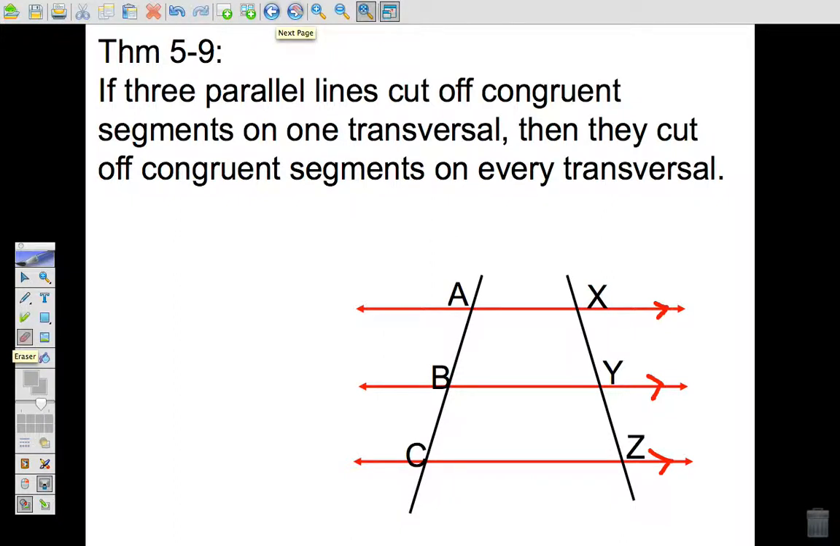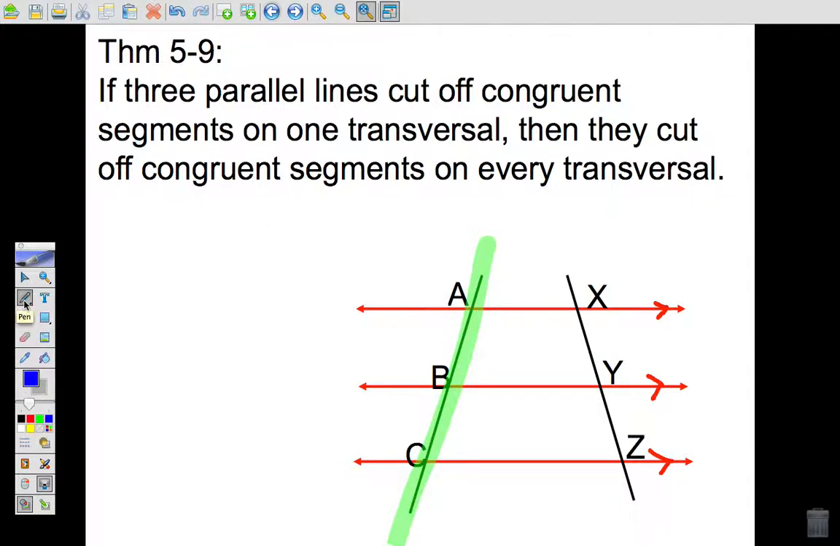If three parallel lines cut off congruent segments on one transversal, now let's make sure we understand what's being shown. The three red lines are the parallel lines because they have the arrows through them, indicating that they are parallel. So I have line AX, line BY, and line CZ, and they're parallel to one another. And if these three parallel lines cut off congruent segments on one of the transversals, now I'm going to highlight one of these transversals. Remember, a transversal is a line or a segment that cuts through parallel lines. So that's one of the transversals.